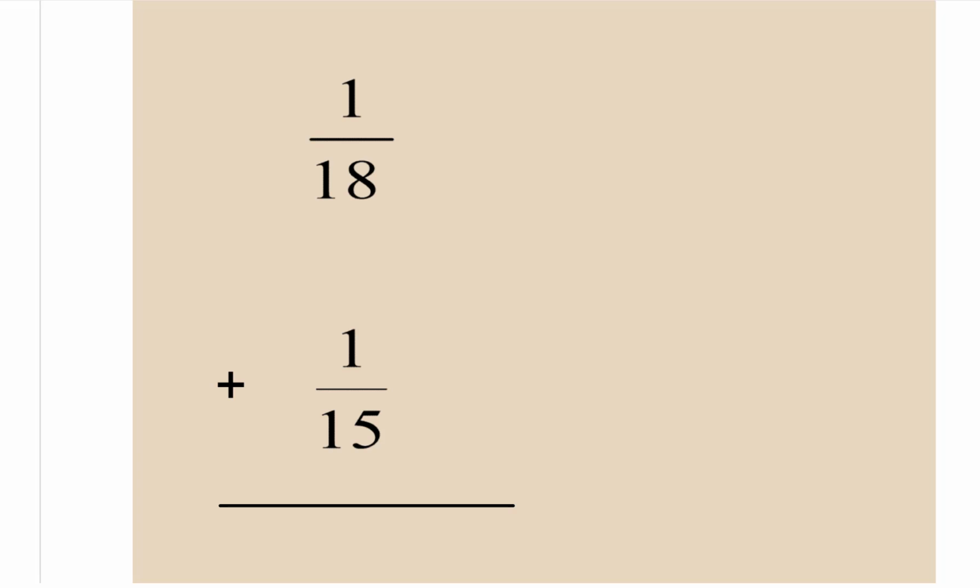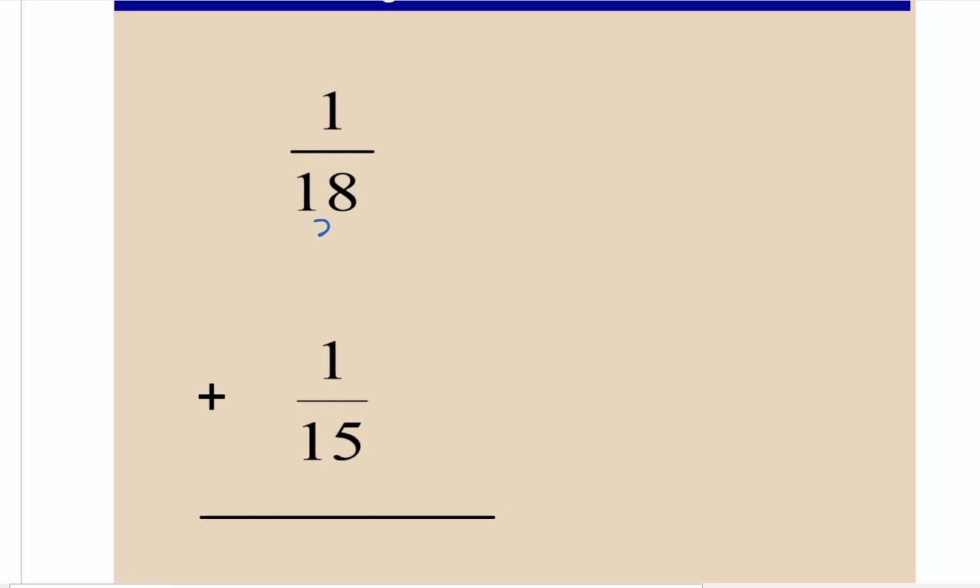On the next page here, I have 1/18 plus 1/15. We're going to find the prime factorization for each denominator, and this only works when they have common factors. So can you think of a common factor of 18 and 15? If you thought of 3, you're correct. So 18 is the same as 3 times 6 or 9 times 2. So I'm going to do 3 times 3, which is 9, times 2, 18. That's my prime factorization for 18. For 15, I have 3 times 5.